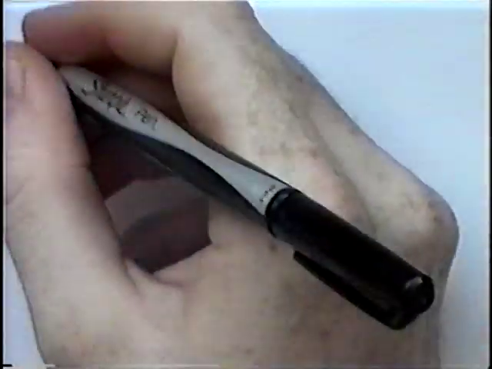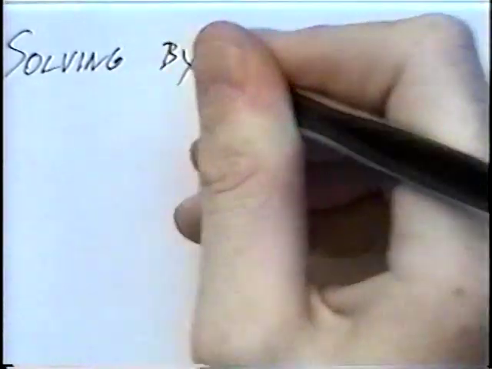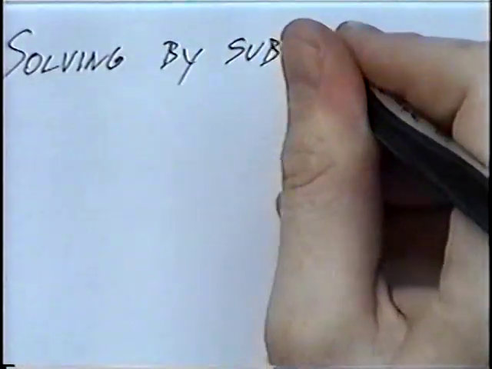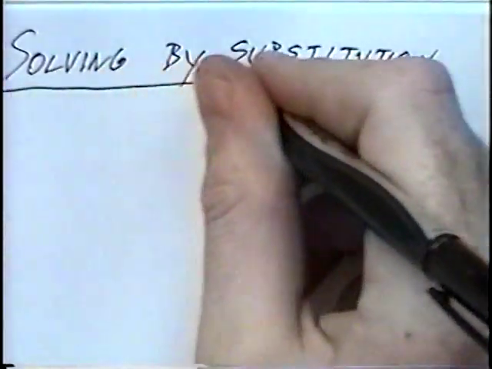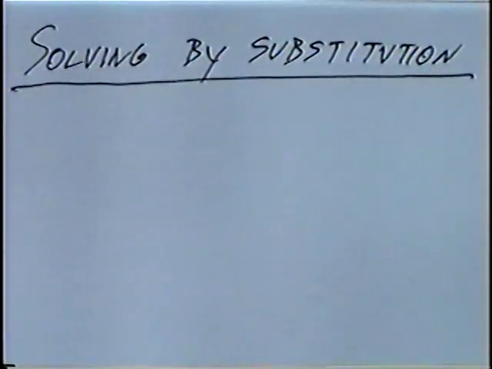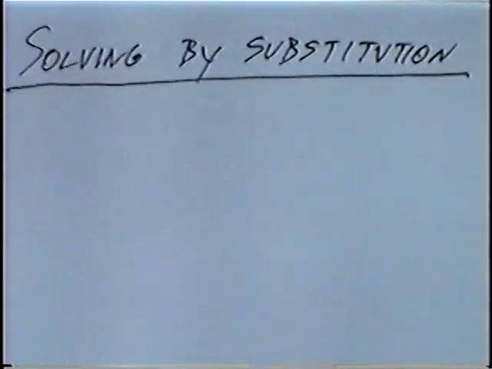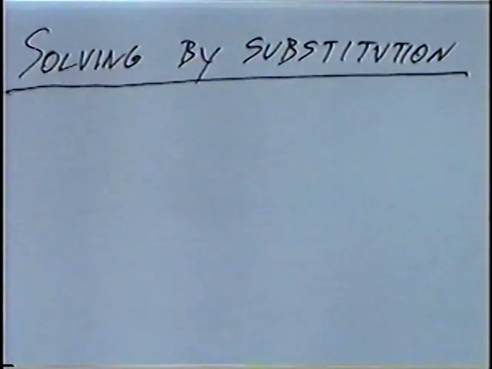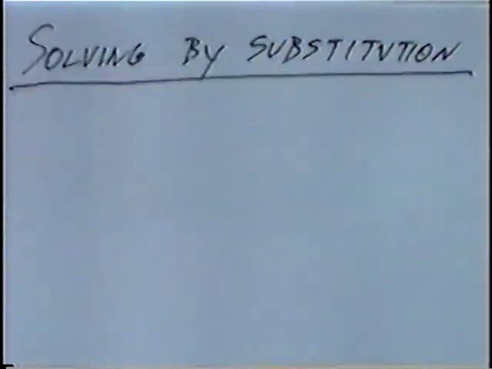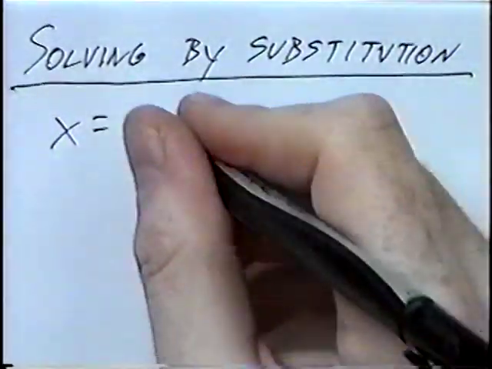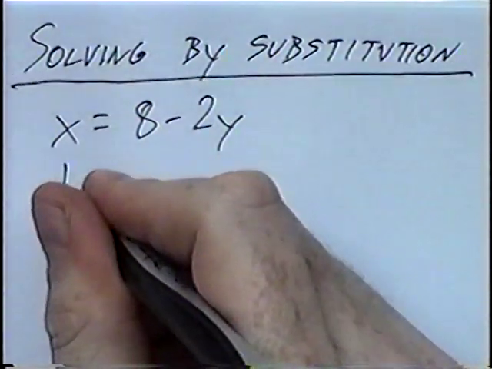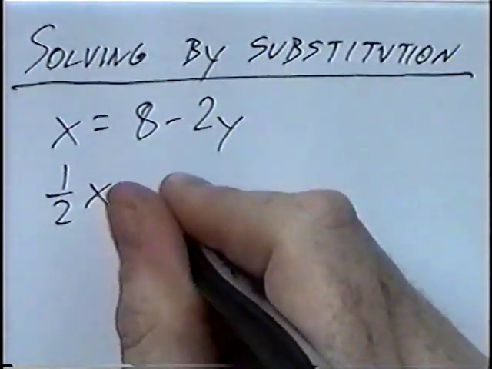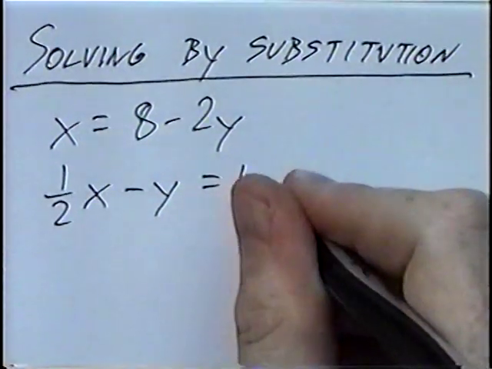Title of the first section is Solving by Substitution. This question will take two equations and solve for the variables by substitution. First equation, x equals 8 minus 2y. And second equation, 1/2 x minus y equals 18.